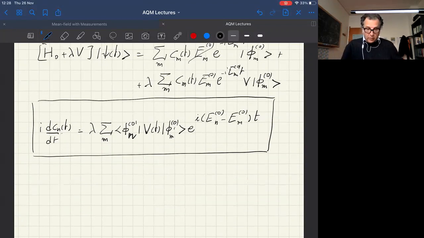Next week, we will just see how to construct the perturbation theory on this. In part, this is what you said before, because you see, if lambda is 0, then the coefficients do not evolve in time. And then I want to do a perturbation expansion of this equation.